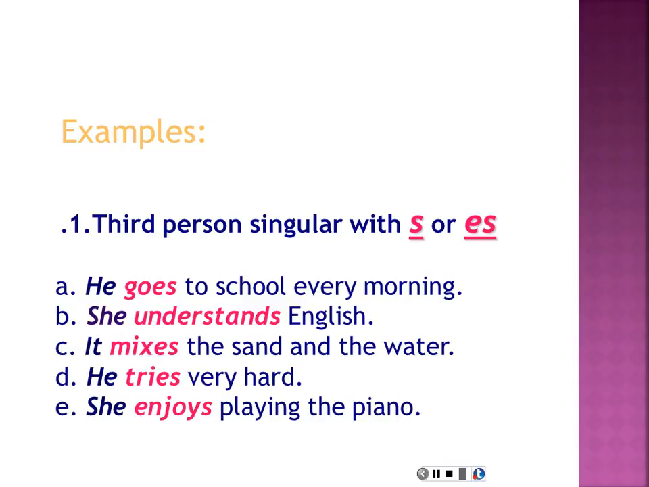So the first example, he goes to school every morning. With this verb, what did we do? Did we add es or s? Yes, we added es because go is only go, and because we have he and it is a present simple, he goes to school every morning. This is something that happens every day, so we add es because the last sound or the last letter is o.